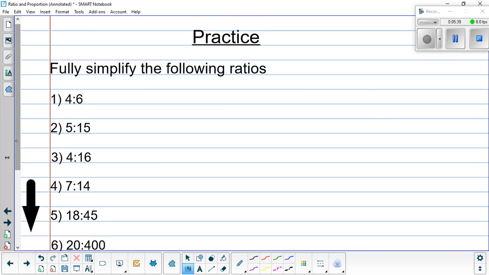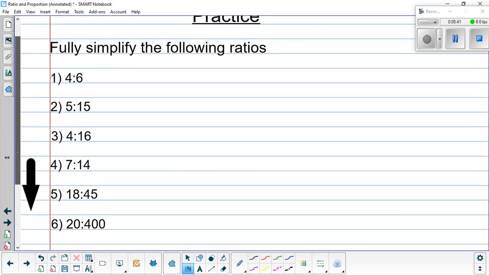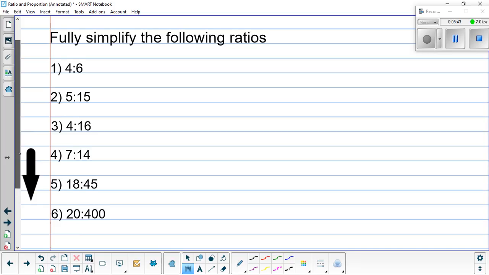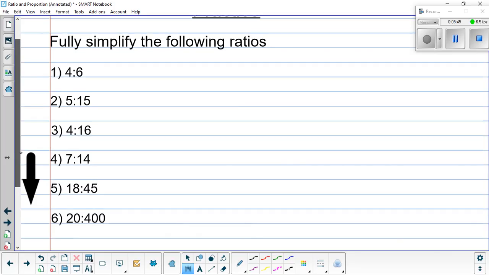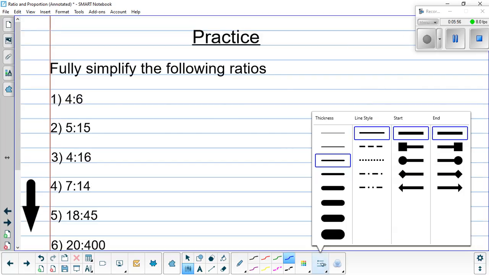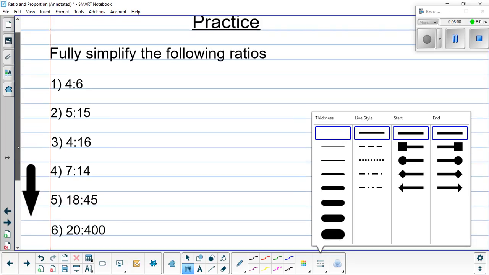So here, fully simplify the following ratios. Sometimes they say simplify, sometimes they say fully simplify. Typically just take it down to the simplest form and you'll always be correct. So pause the video at this point. When you're ready, press play and we'll go through the answers really quickly.